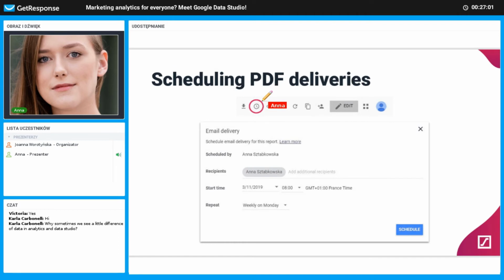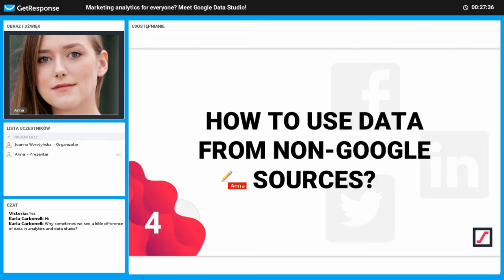And the last option is scheduling PDF deliveries. You do it by clicking the clock icon in the top bar. And here you can specify who should receive such a report and how often. So for example, I would like to send such a report in PDF to myself and perhaps other team members weekly on Monday, so we could take a look back at what happened last week and how, for example, our website or e-commerce store performed. And that's about it for sharing the report.